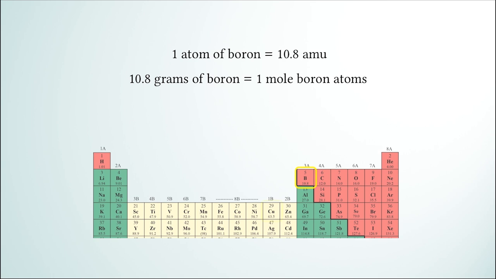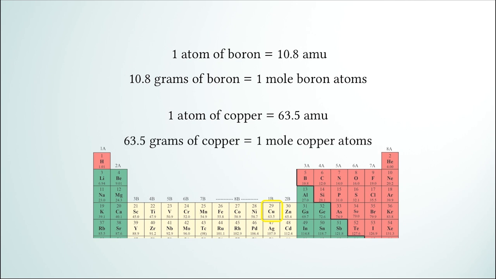So if we want to know how many moles of copper atoms are in a specific sample of copper, we can use the relationship between grams of copper and moles of copper. Looking at the periodic table, we see that a single copper atom has a mass of 63.5 AMUs. So 63.5 grams of copper equals 1 mole of copper. Let's look at a few example problems together.